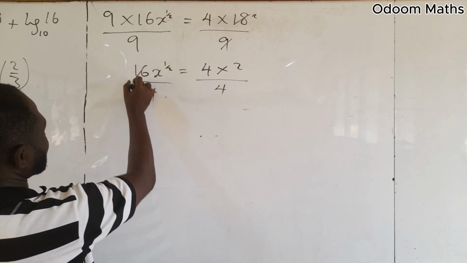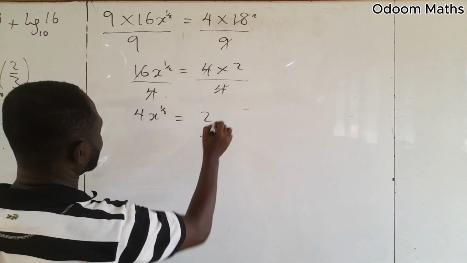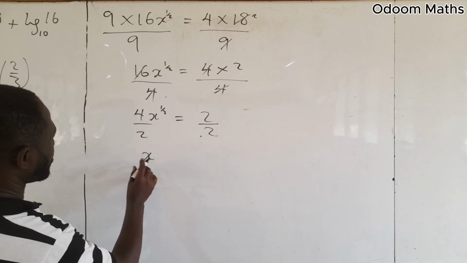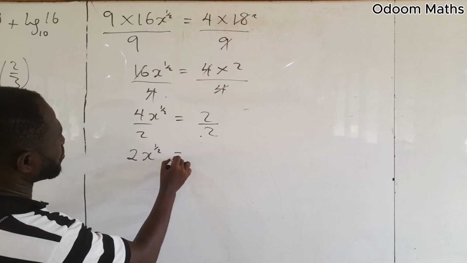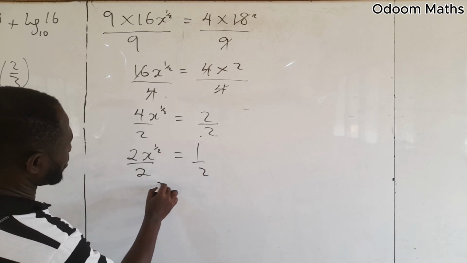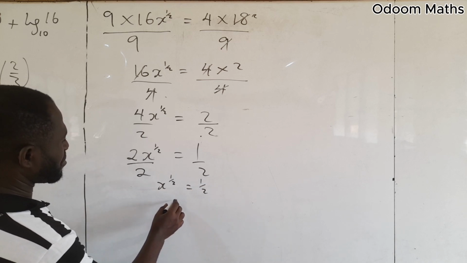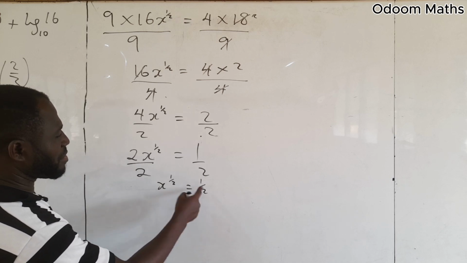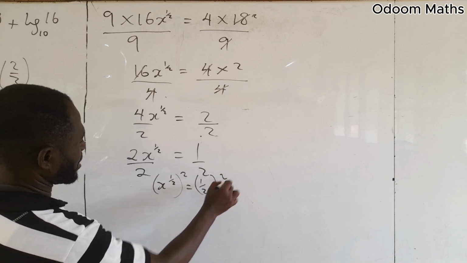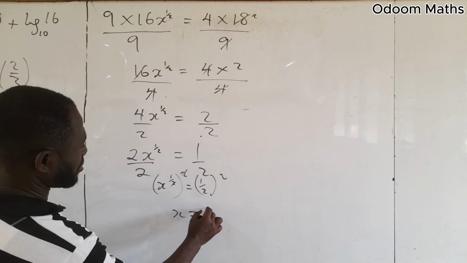So this into this is 4x to the power half equals, this into this, we have 2. Then let me still divide both sides by 2. So this is 2x to the power half equals 1. Okay, now I'll divide both sides by 2 again. So x to the power half is equal to 1 over 2. Now we square both sides to remove this half. So squared here, squared here. So x becomes, this will cancel this one. So x is going to be 1 over 4.